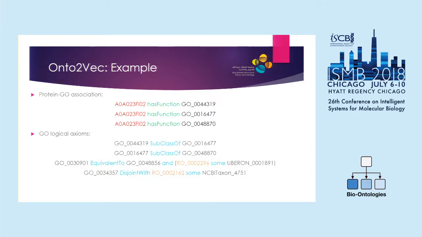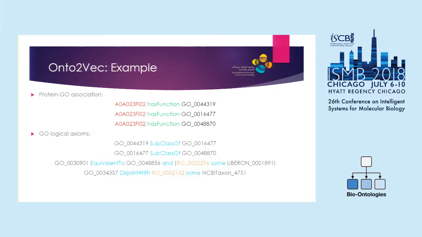Now let's look at an example of how to apply Onto2Vec. If we look at the Gene Ontology, for example, we can take the protein-to-GO associations, and we would express all those known protein-to-GO annotations as axioms. For example, we would say that a specific protein has function a specific GO term. This is our first set of axioms. Then our second set will be the logical axioms provided by the ontology, both the ones in the graph and the ones that cannot be encoded in the graph. These two sets of axioms together constitute our corpus, and then we apply Word2Vec on this corpus to obtain vector representations of both the GO terms and the proteins.